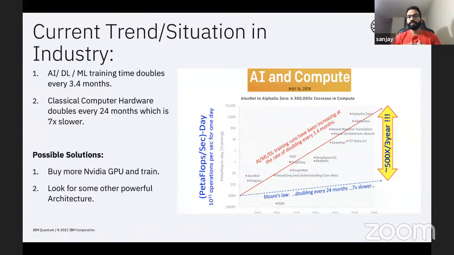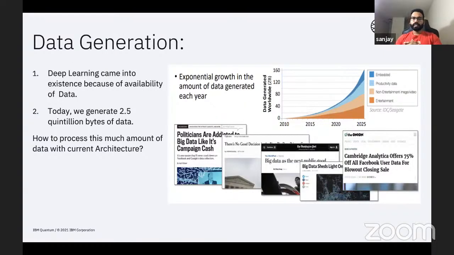Or the second solution will be to look for a different powerful architecture. And quantum computer seems to be a possible architecture for machine learning and deep learning training. Let's look at the second part, data generation.